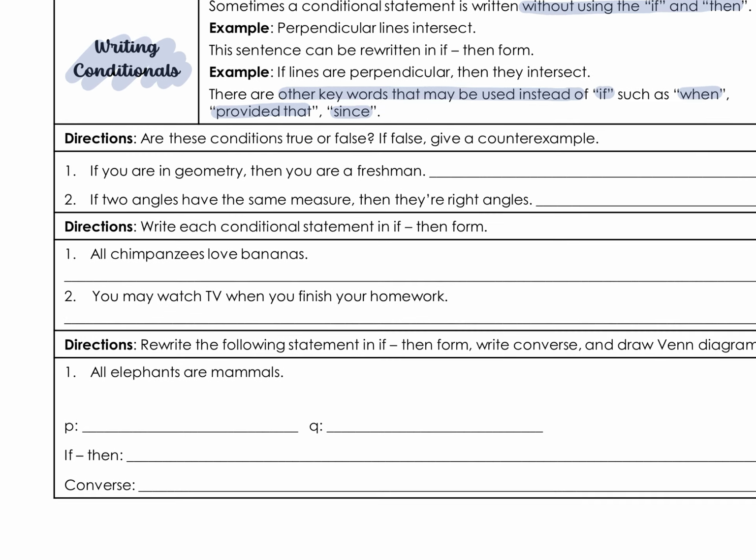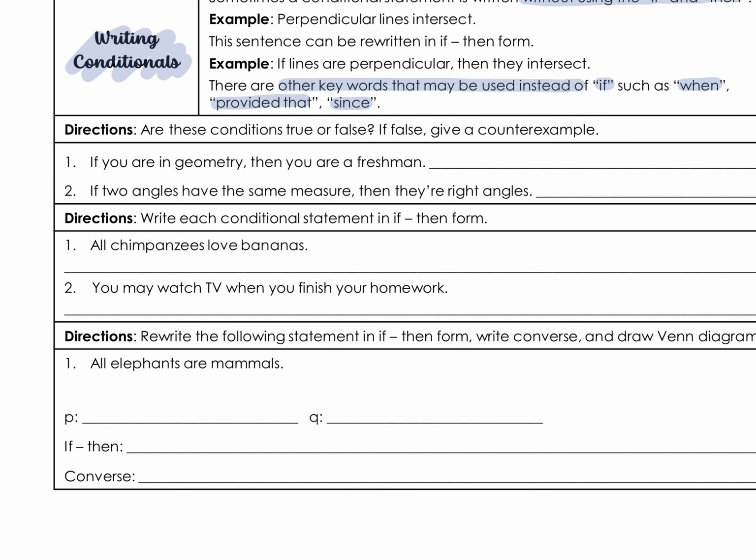All right, so down below we've got some practice problems. So for the first two, these conditions, we want to determine are they true or false, and if they're false, we need to give that counterexample. Okay, these are probably going to be a little familiar, but just going back over them. So for number 1, we have if you are in geometry, then you are a freshman. Okay? If you remember, we said that that is a false statement. And my counterexample could be maybe it's a sophomore, a junior, or even a senior, or even 8th grader.